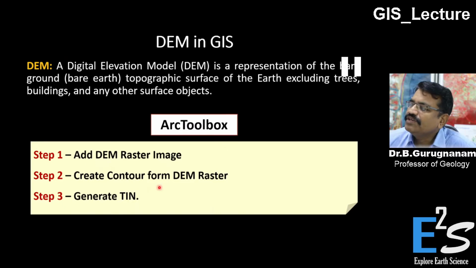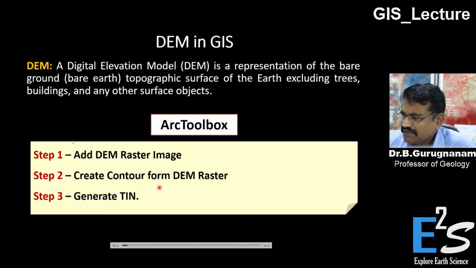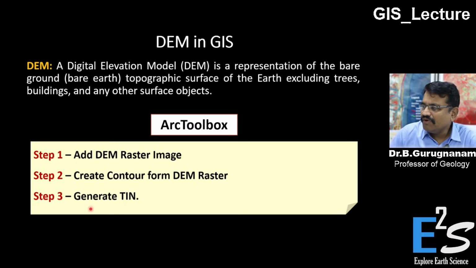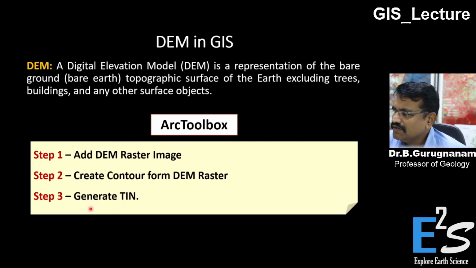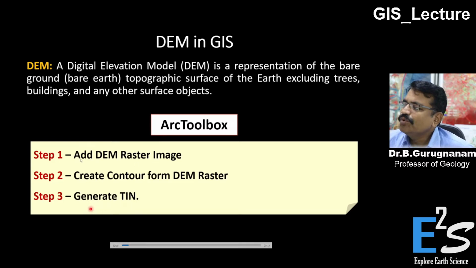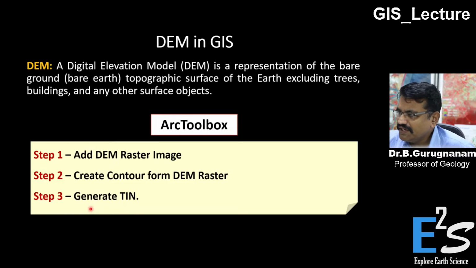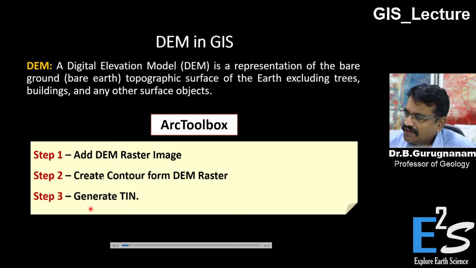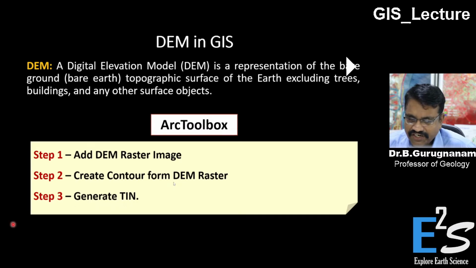There are 3 steps involved. One is creating a DEM. The second one is creating contour from DEM, and the third step is to generate a triangular irregular network, TIN model. So 3 steps. Step 1 is DEM raster image preparation. Step 2 is creating a contour from raster data, DEM data, and generate the TIN model.